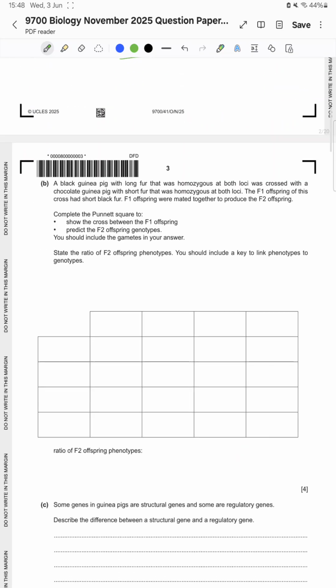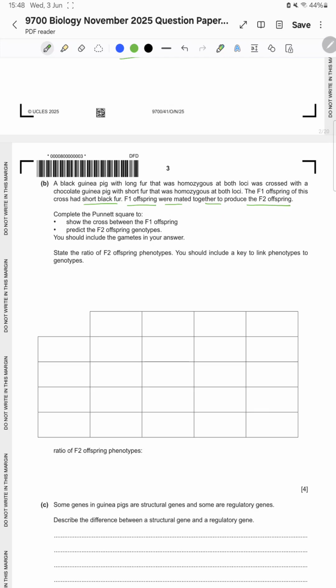Alright, moving on. The main part of this question is related to this test cross that we have to make. It says a black guinea pig with long fur that was homozygous at both loci, so basically it's homozygous dominant, crossed with a chocolate guinea pig with short fur that was homozygous at both loci. So once again, this is also homozygous recessive. The F1 offspring of this cross had short black fur, which means they must be showing the dominant trait, but they'll be heterozygous dominant. Now F1 offspring were mated together to produce F2 offspring.